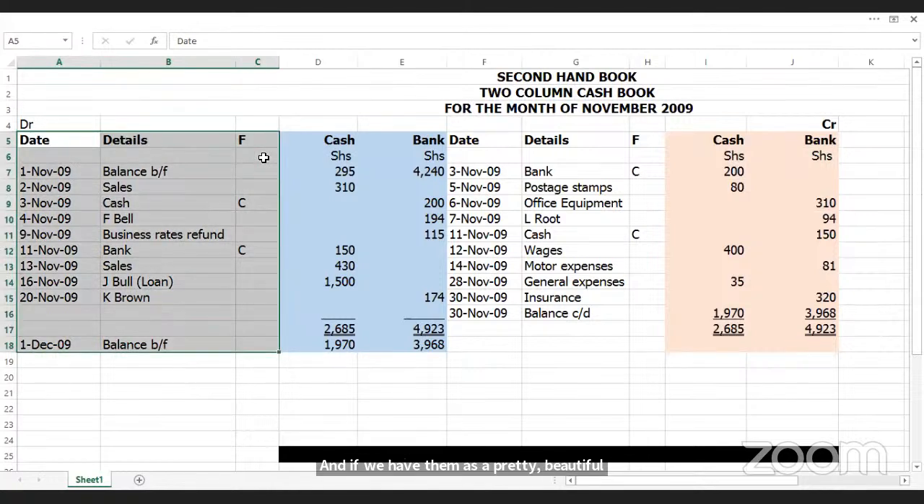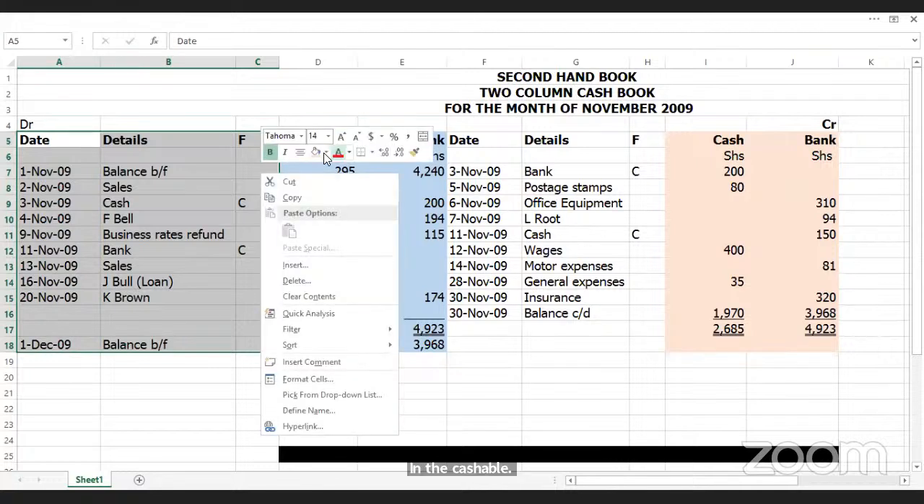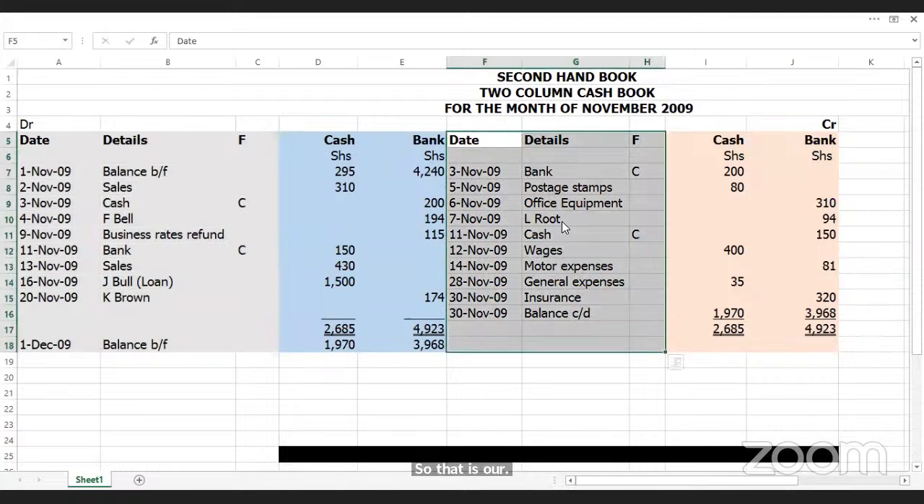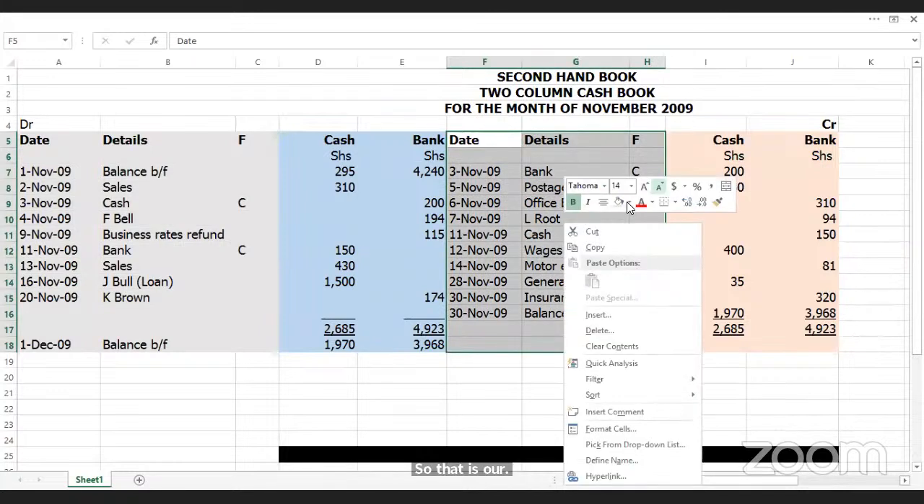But here we're not going to come up with the ledger accounts. We just wanted to see how we can enter the transactions in the cash book. So that is our two-column cash book. For that example, see page 63.